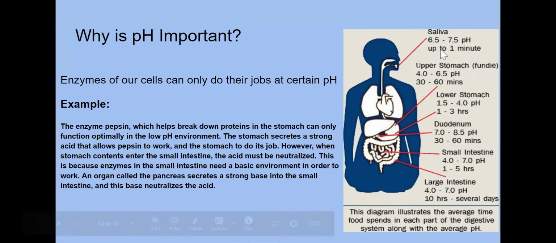On the contrary, our stomachs are very acidic, a pH of 1.5 to 4.0. So very, very, very acidic stomachs. And the reason why our stomachs are so acidic is that the enzymes that help break down food in our stomachs require an acidic pH in order to work. They just won't work if the pH is neutral or basic. So enzymes can only do their jobs at certain pHs. So we care about the pH of the different liquids in our body.